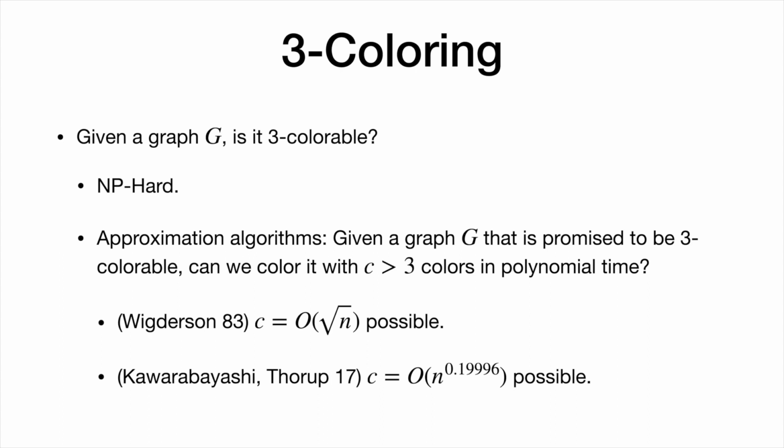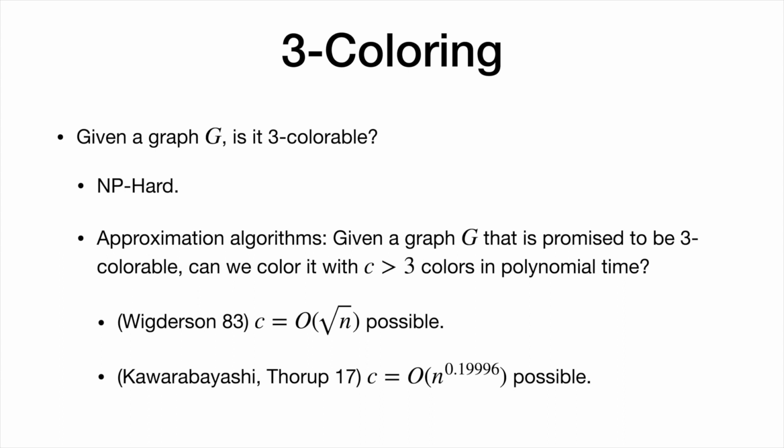One of the earliest results in this direction is due to Wigderson from 1983. He gave a very nice combinatorial argument to show that you can always color it with square root n colors in polynomial time. And there's been quite a bit of work on this front. The best result currently gives something slightly better than n to the 0.2 colors. The tools used for this direction are typically combinatorial approaches combined with semi-definite programming.